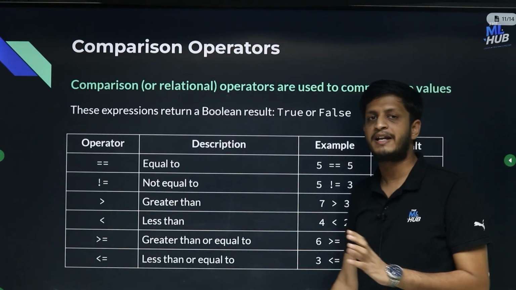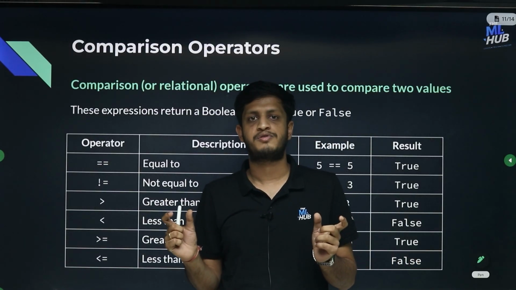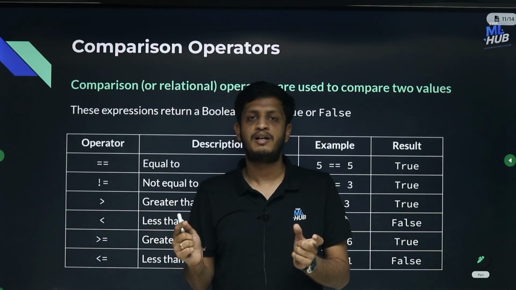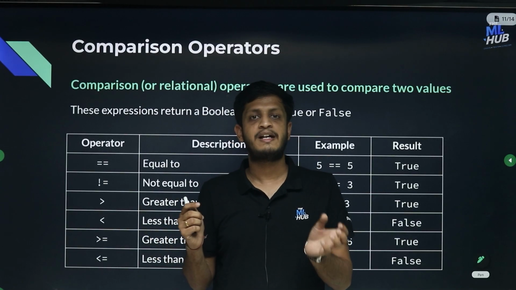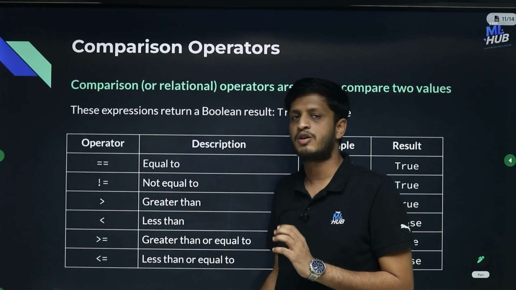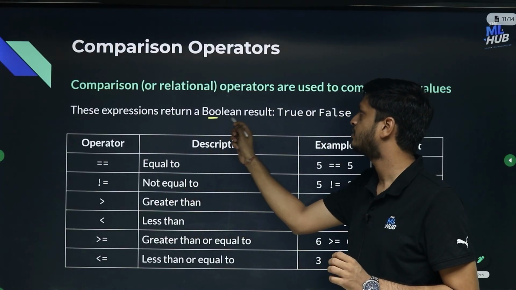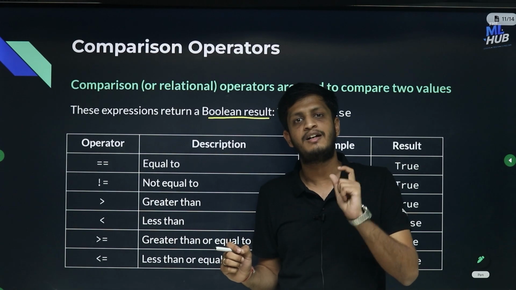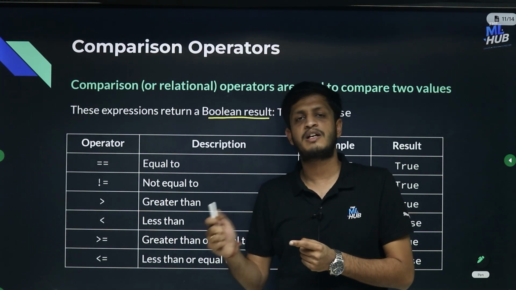Next we have comparison operators. So comparison operators are used to compare two values. If you want to compare two values, are they equal, are they not equal, if A is greater than B, if A is greater than equal to B, if A is less than B, or if A is less than equal to B. So these are all the comparison operators in Python. These expressions return a Boolean result. They will always return a Boolean result. They will always give you at the end true or false, because you are comparing two values. So you are saying A is equal to B or not.